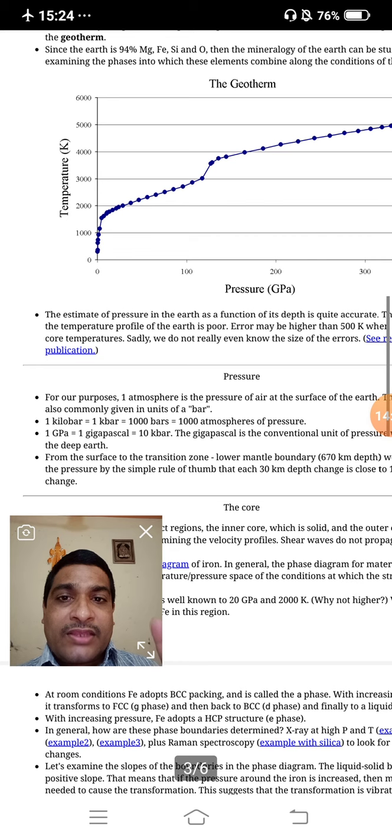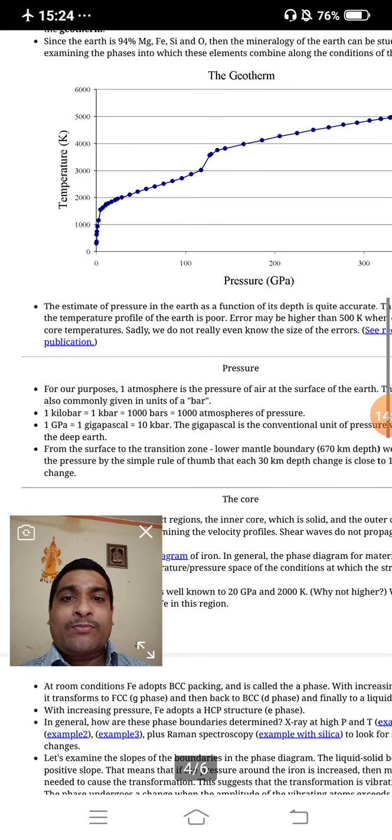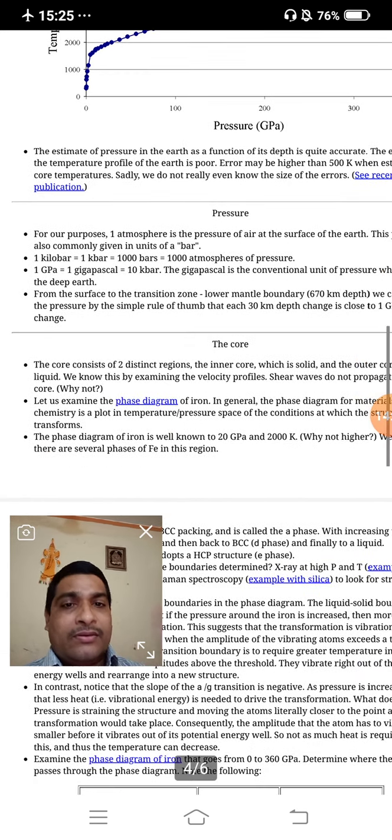The estimate of pressure in the earth as a function of depth is accurate. The estimate of the temperature profile of the earth is very poor. The error may be higher than 500 Kelvin when estimating the core temperature. Sadly, we do not really even know the size of the error.